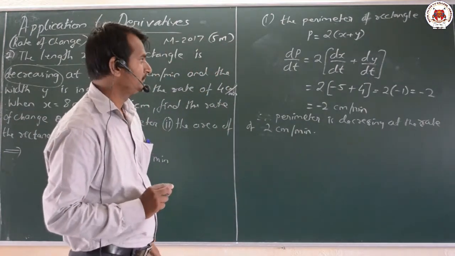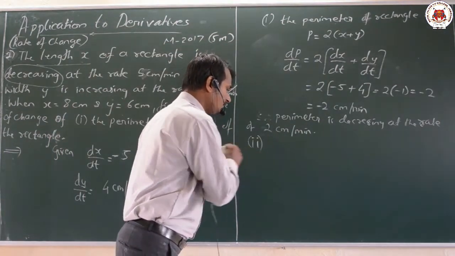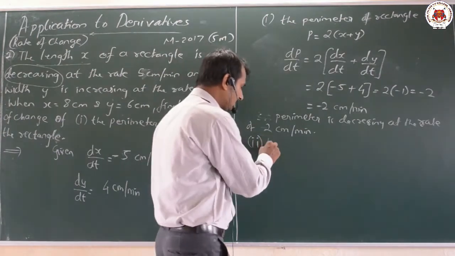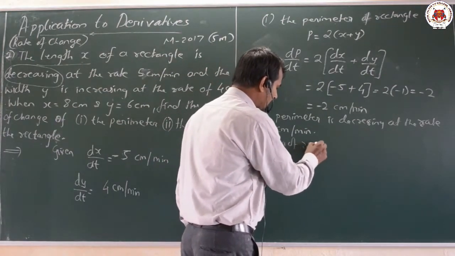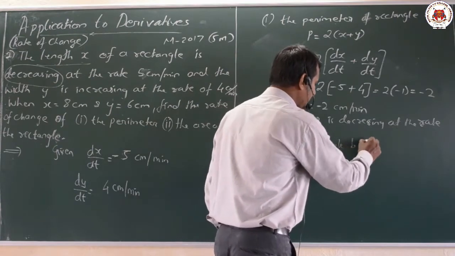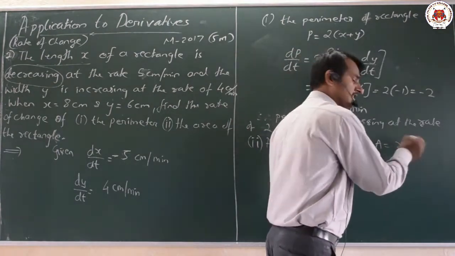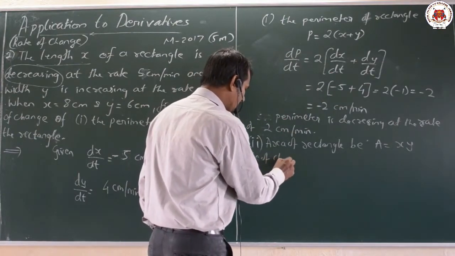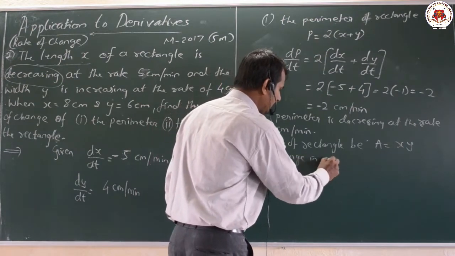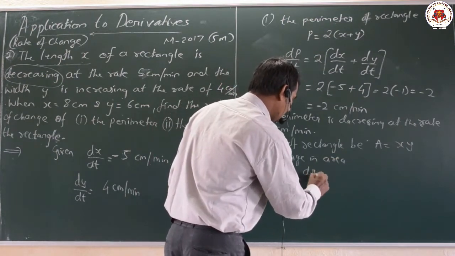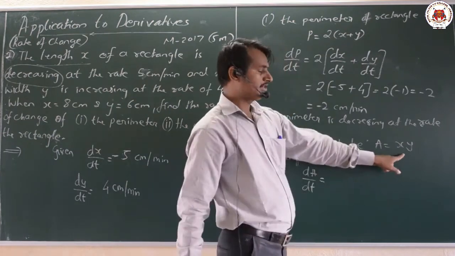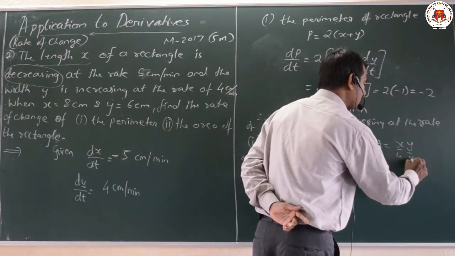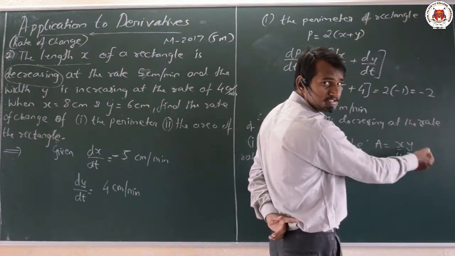Very simple example. Now we shall move on with the next one. What do we require to find? The area of the rectangle. Area of rectangle A is equal to x into y, that is length into breadth. Now what I require is the rate of change of area, that is dA by dt. I have to differentiate by parts because both are variables of t only, using the product rule, u as it is dv by dt, v as it is dx by dt.